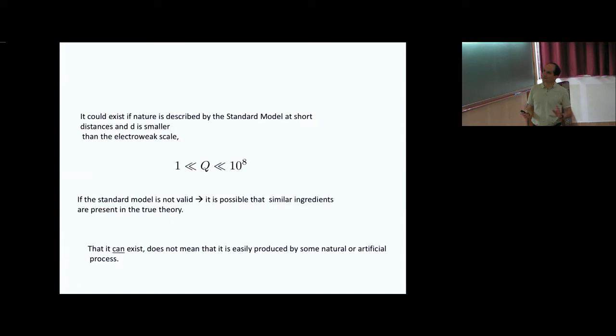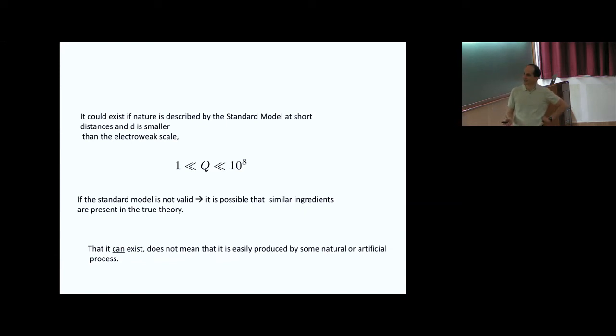This, in principle, could exist in nature if you could make this whole setup smaller than the electroweak scale. So d has to be smaller than the electroweak scale so that all the fermions can be approximated as massless. So that gives you some range over which you could have this. So let's say the standard model is valid all the way to the Planck scale, so then you have some range of Qs that are possible.